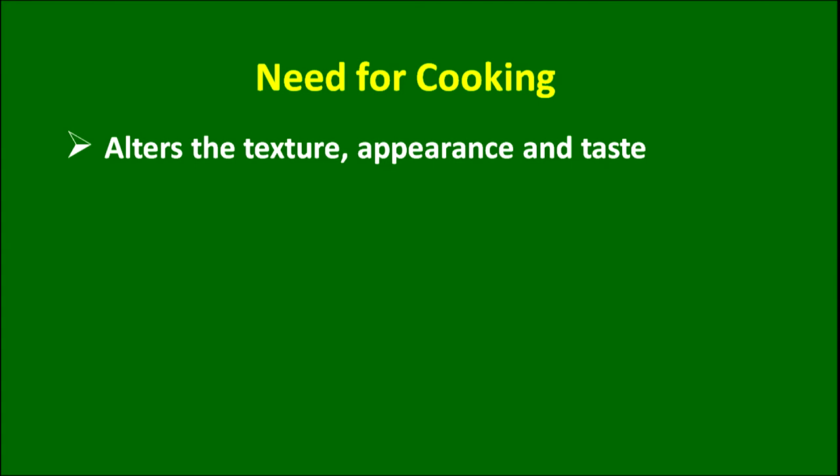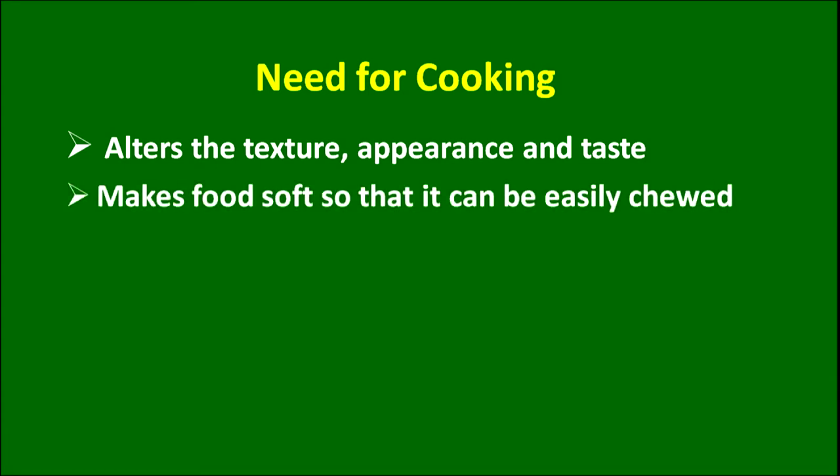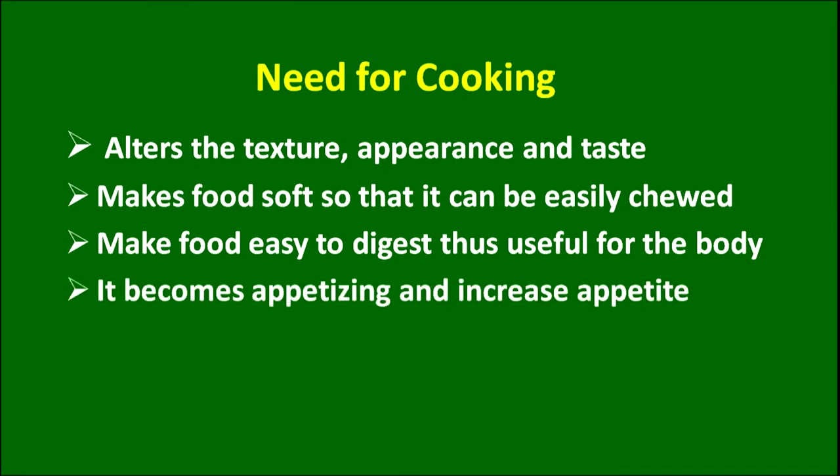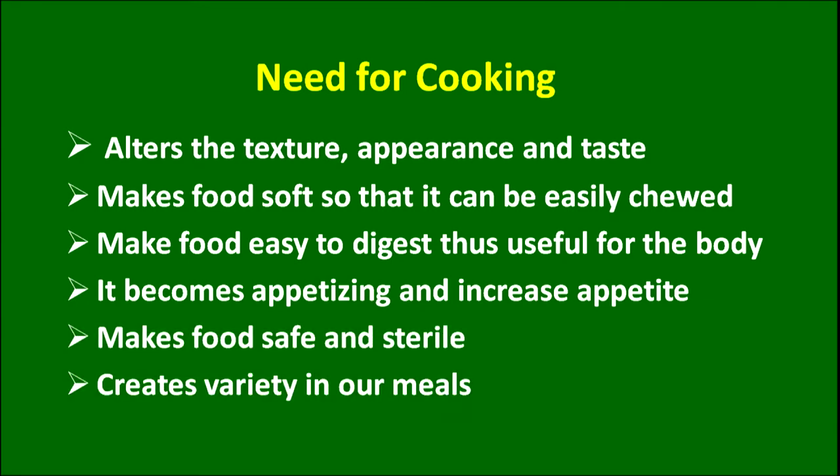First, what cooking does is alter the texture, appearance and taste. Then it makes the food soft so that it can be easily chewed. Then it makes the food easy to digest and useful for the body. It becomes appetizing and increases the appetite. You want to eat more and more when the food is well cooked and tasty. It makes the food safe and sterile. Then it creates variety in our meal. So this is the importance of cooking, and cooking is when we use heat to produce the cooked form of food.